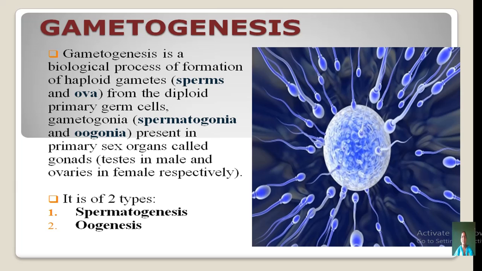Those are present in the primary sex organs called gonads. Gonads are of two types. The gonad in the male is called testis, and in the female the gonad is called ovary. Now gametogenesis is of two types. First one is spermatogenesis, second one is oogenesis.